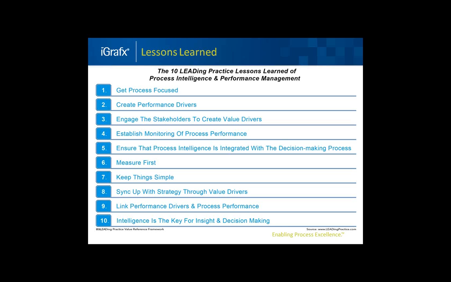Then establish monitoring of your process performance, which ensures that process intelligence is integrated with your decision-making process. Now you start having a loop. Now you can actually interlink your performance drivers with your processes and what you can monitor and intelligence in terms of decision-making. So obviously, you can start measuring first.